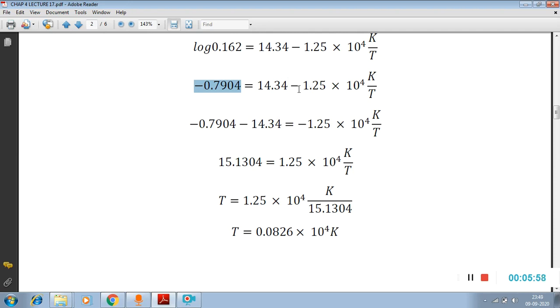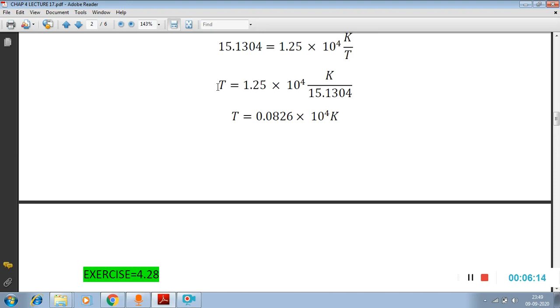Now just change the side of this 14.34. So you will get 15.1304 is equal to 1.25 into 10 raised to 4 K by T. Now if you simplify that equation, you will get T is equal to 0.0826 into 10 raised to 4 K, that is as such. In the whole equation K remains as such. Okay.